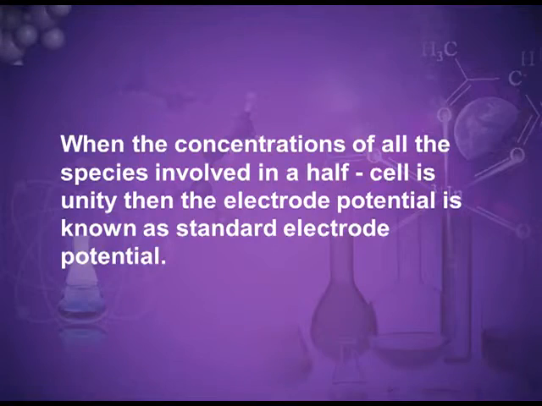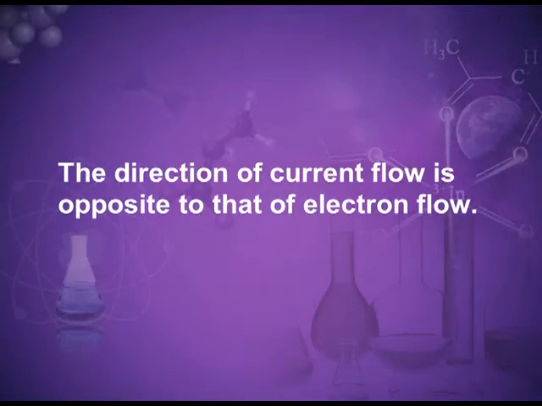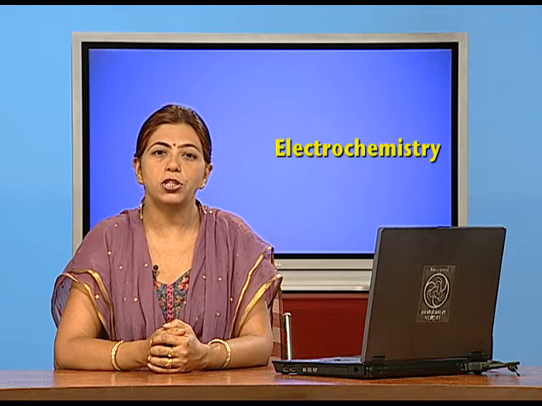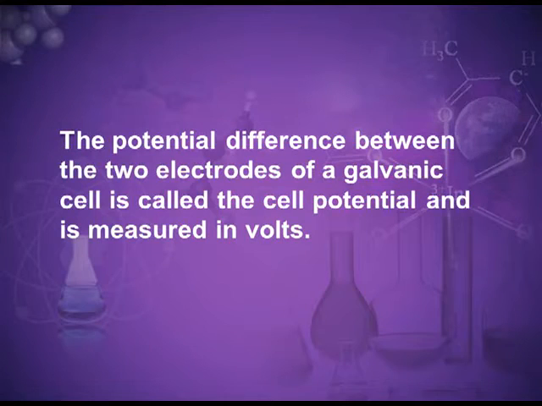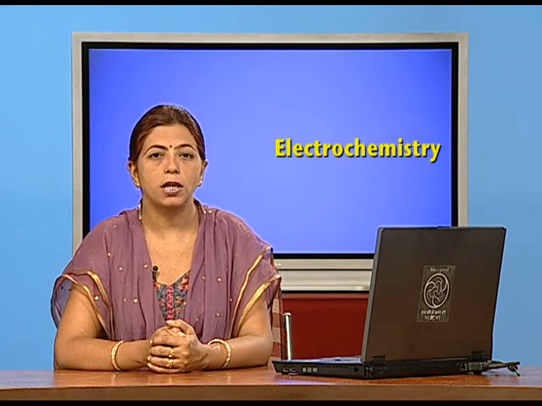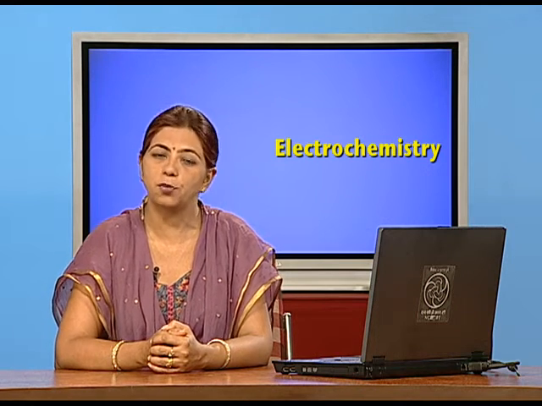When the concentrations of all the species involved in the half cell are unity, then the electrode potential is known as standard electrode potential. And earlier I have told you that the direction of the flow of the current is opposite to the electron flow. Cell potential. Cell potential is the potential difference between the two half cells of the galvanic cell. The unit of the cell potential is volts and the apparatus which we use to measure the cell potential is a voltmeter.